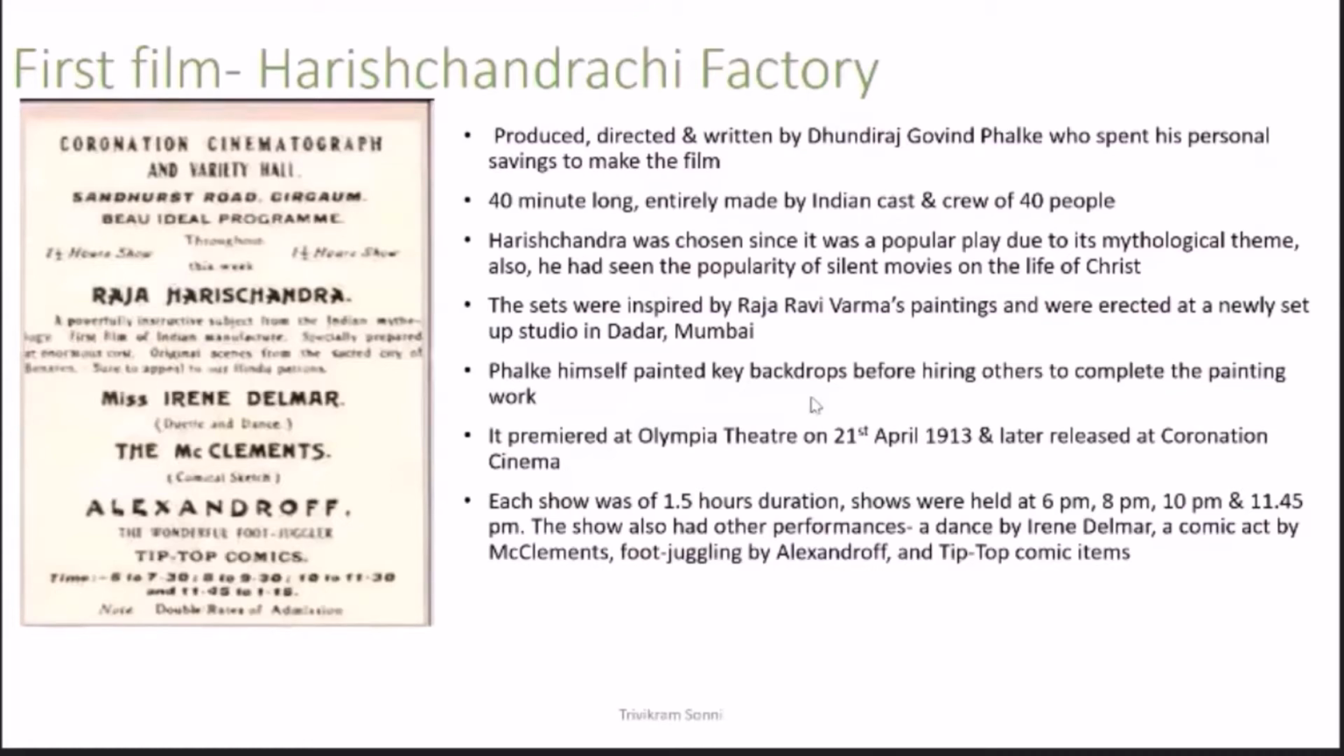It was 40 minutes long, entirely made by an Indian cast and crew of 40 people. It was chosen since it was a popular play due to its mythological theme. And Phalke had seen the popularity of silent movies, especially something on the life of Christ and other such subjects. In terms of how the sets looked, they were basically painted backdrops. He himself painted those backdrops before he hired others to complete the work. It was shot in a newly erected studio in Dadar, Mumbai. And the backdrops were inspired by Raja Ravi Varma's paintings.